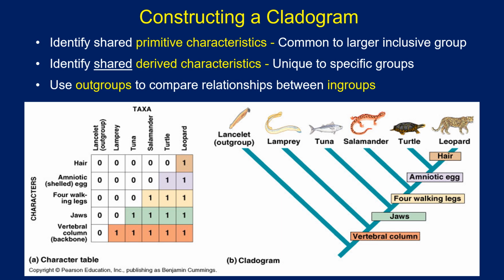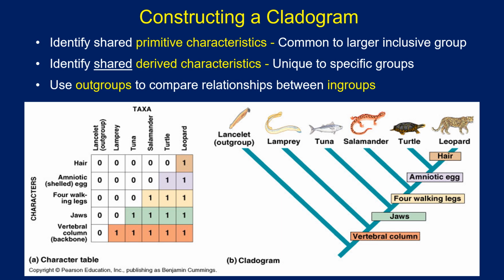If we find a characteristic that's shared by everything, including the lancelet, we're going to ignore that because what we're interested in doing is sorting out the relationships just among the vertebrates, the lamprey, tuna, salamander, turtle, leopard. And anything that's also found in the lancelet isn't going to help us. That's a primitive characteristic, not a shared derived characteristic, which is what we're looking for.